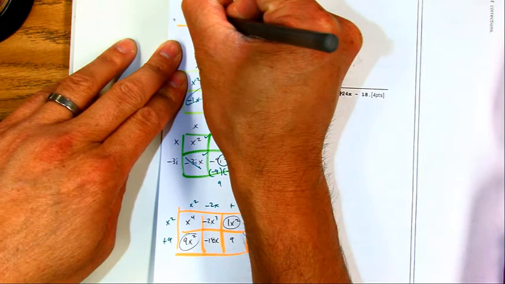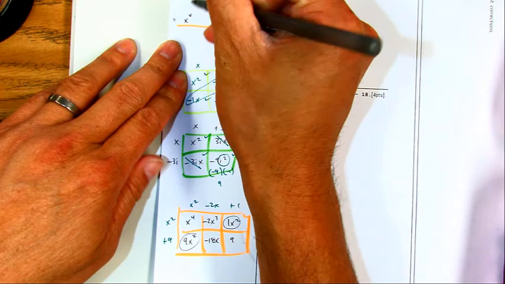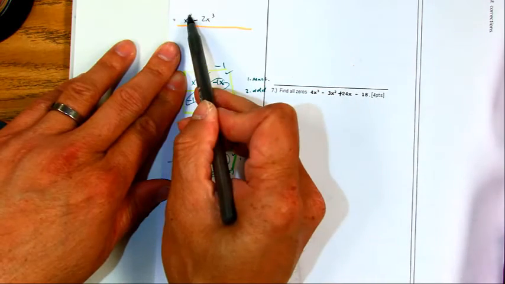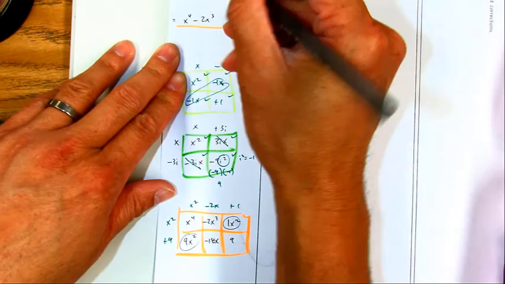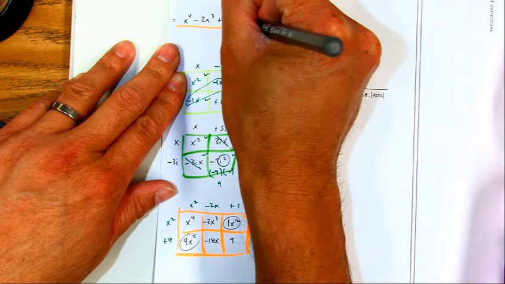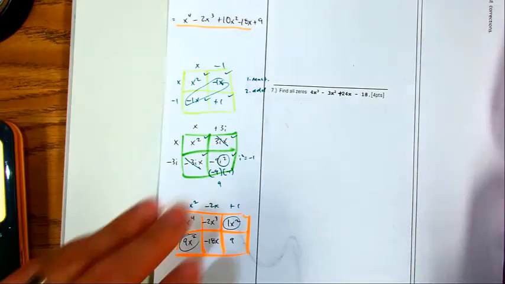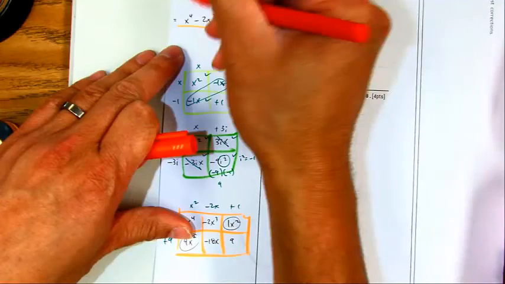So let me go ahead and write that. Now I have x to the 4th minus 2x to the 3rd. We're writing this in descending order. My degrees are going down. 10x squared minus 18x plus 9. And that would be our answer right there.